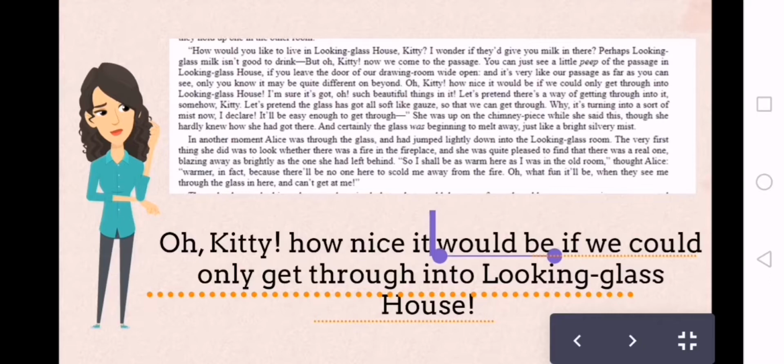This, as we can see, has an independent clause, which is "how nice it would be," and the dependent clause, "if we could only get through into Looking Glass House." Also, the subordinator is the subordinating conjunction "if." Besides, its subject is the pronoun "it," and its predicate is "will be if we could only get through into Looking Glass House," because the main verb is "will be."